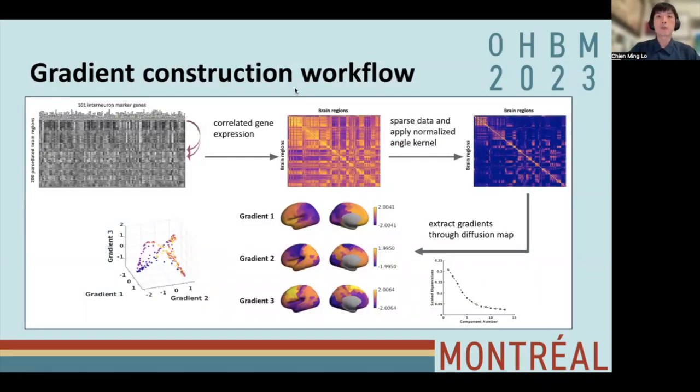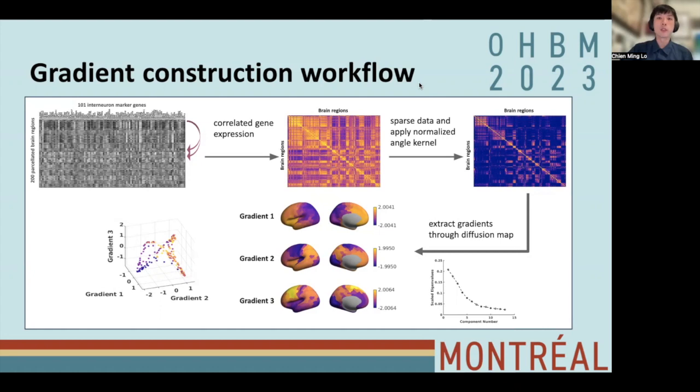Here is the basic gradient construction workflow. We begin by calculating a gene expression similarity for each brain region. This matrix captures the similarity in gene expression patterns across the brain. Then we apply a normalized cosine similarity kernel to the sparse data to ensure robustness and accuracy. Next, we employ a nonlinear dimensionality reduction algorithm called diffusion map. This algorithm allows us to decompose several low-dimensional manifolds, often referred to as gradients.